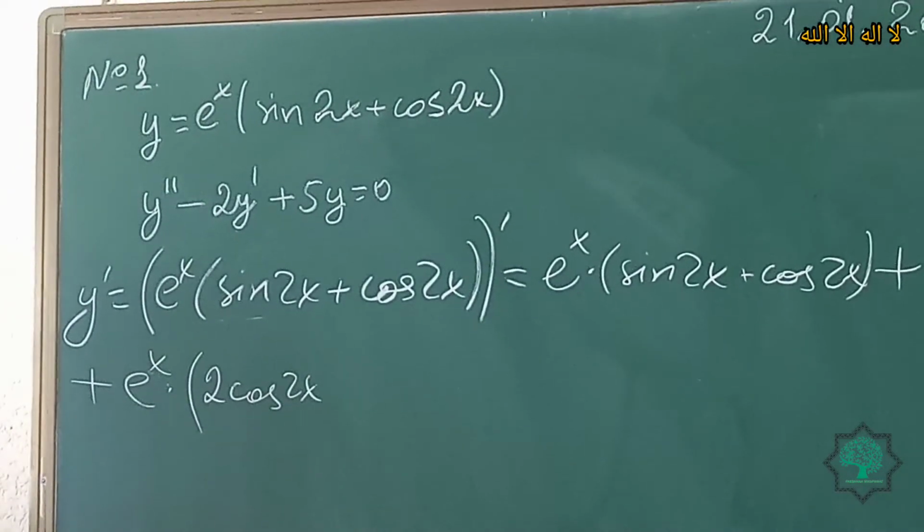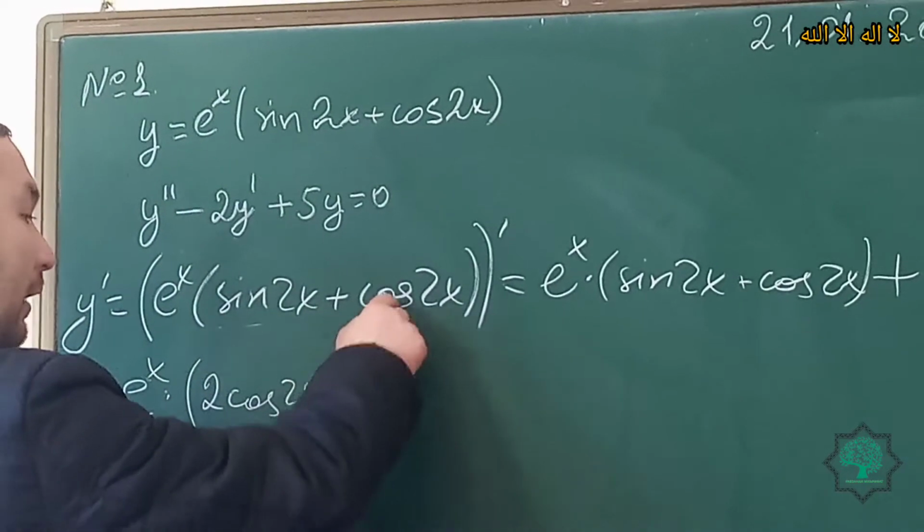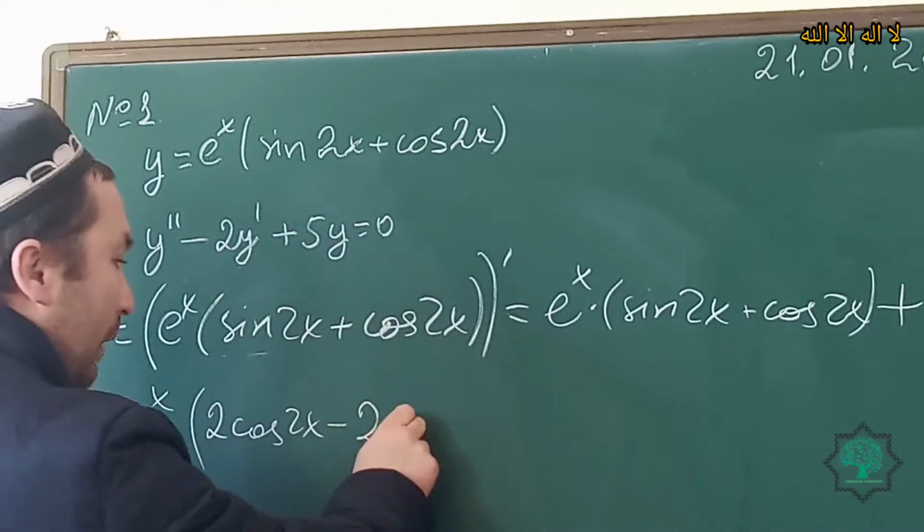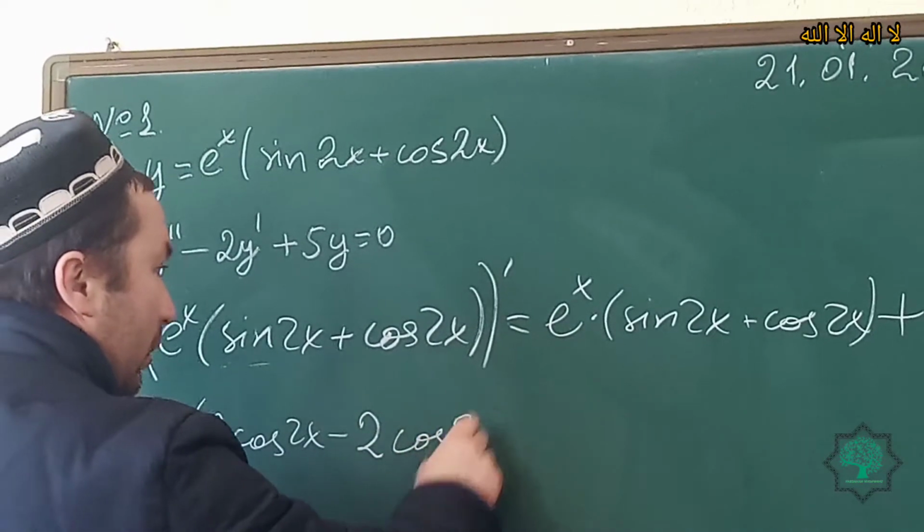Minus sinus 2x, but we put in minus 2 also because the derivative of 2x is 2. Minus cosinus 2x.